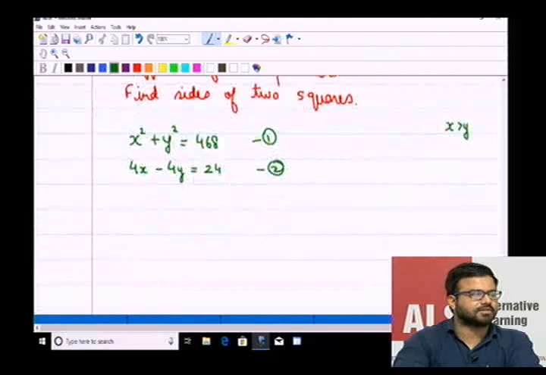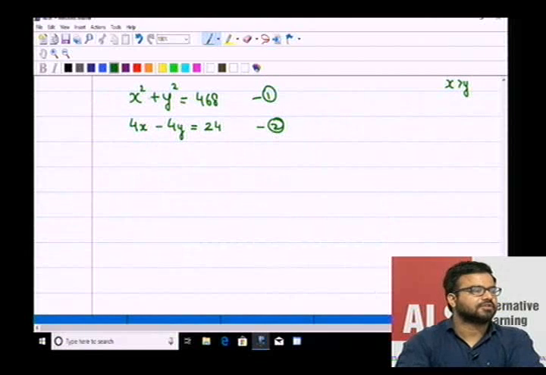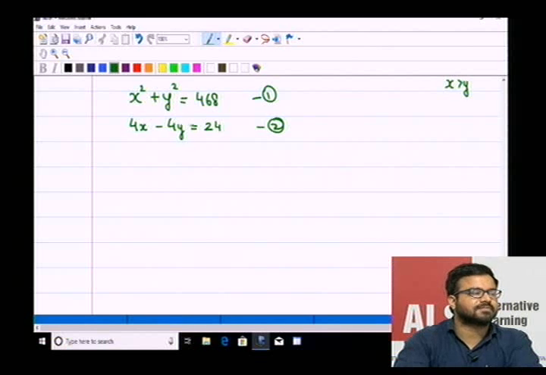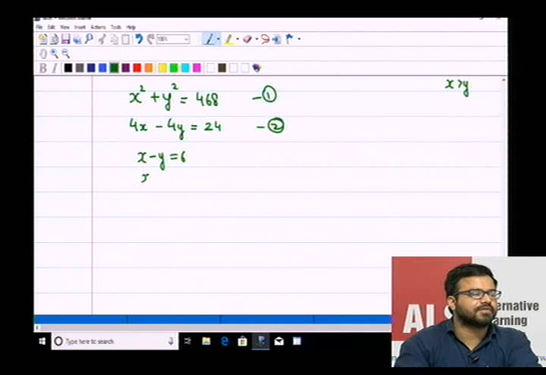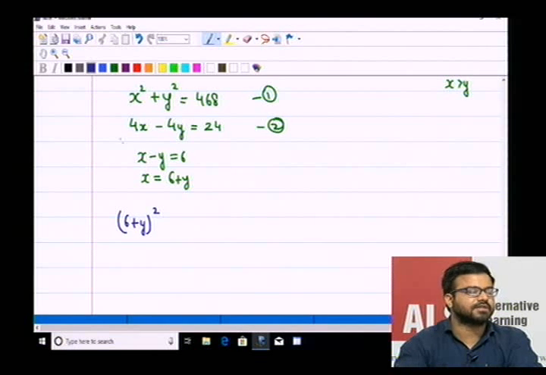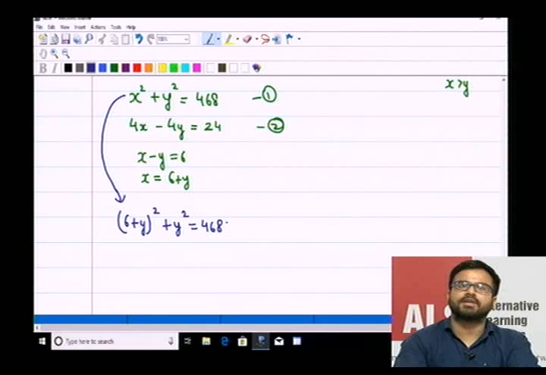Okay, let me solve this equation for all of you. So x squared plus y squared is equal to 468, and 4x minus 4y is equal to 24. From the second equation we can write x minus y is equal to 6, dividing the complete equation by 4. Now from here we can say x is equal to 6 plus y. Now put x equal to 6 plus y in the first equation. So (6 plus y) whole squared in place of x.